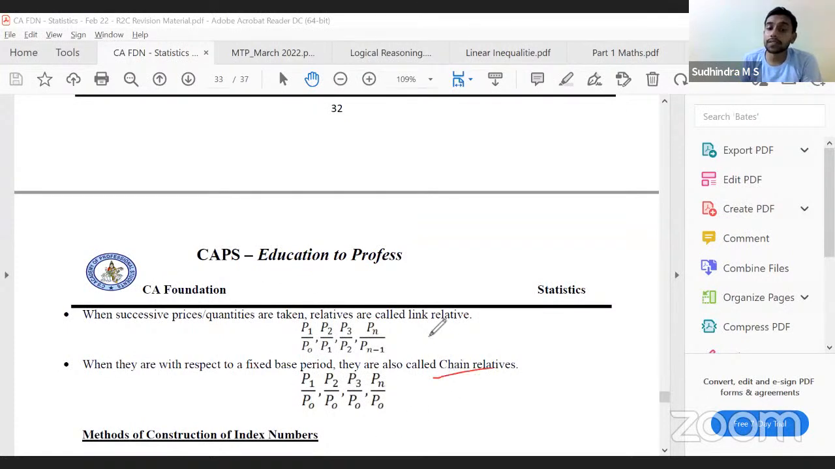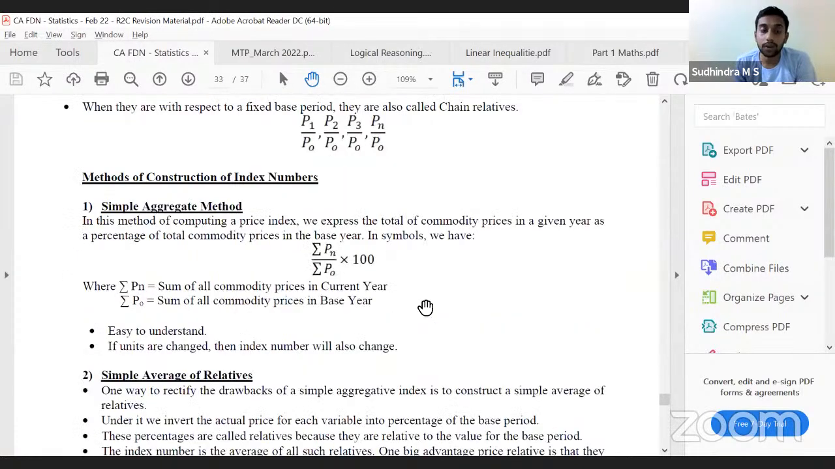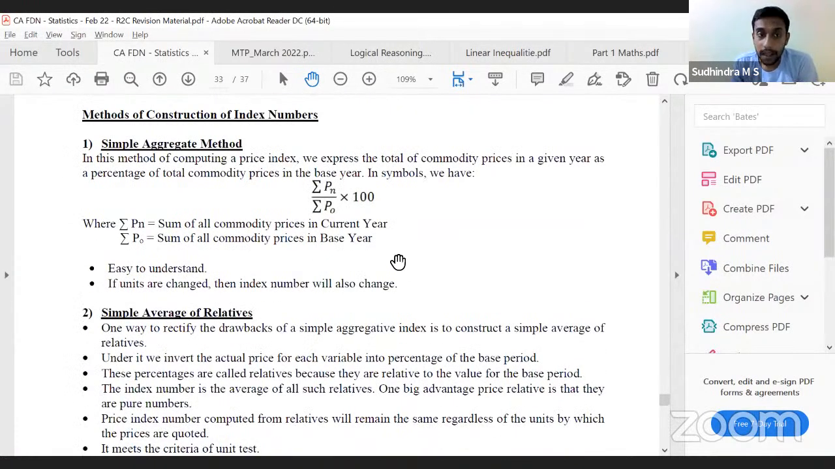However, in chain relative, the denominator will always be the base year. P1 divided by P0, P2 by P0, P3 by P0. This is chain relative. So when we discuss calculation of chain index numbers, we'll apply both chain relative as well as link relatives to calculate chain index numbers. We will discuss it when we look into chain indexes.